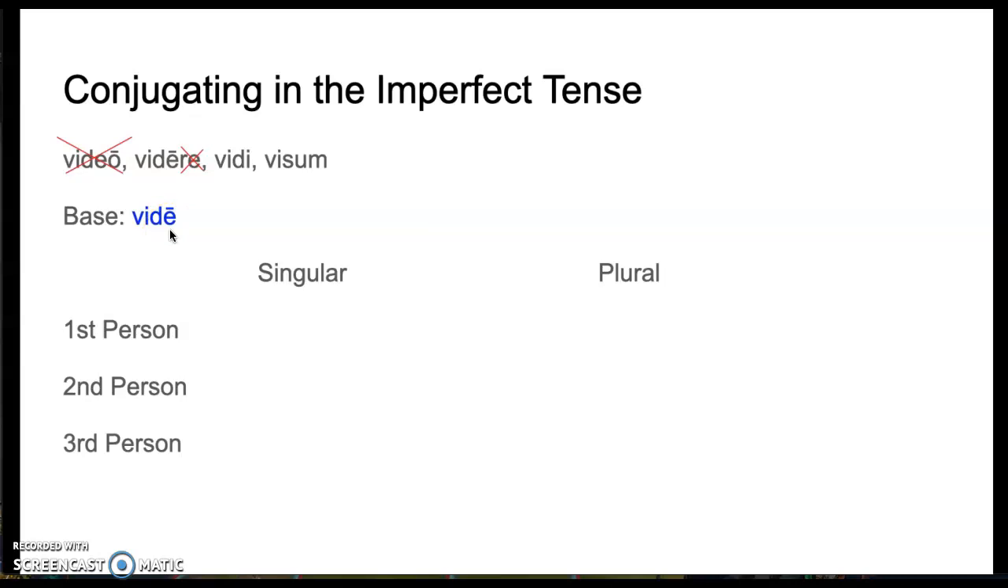We fill out the chart with our base, so that's going to be vidē, vidē, vidē, vidē, vidē, and you guessed it, my personal favorite, vidē. And then we add our endings.